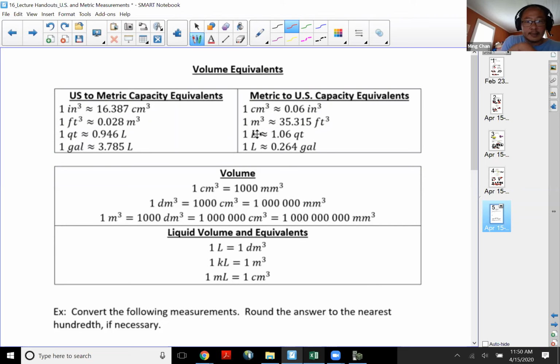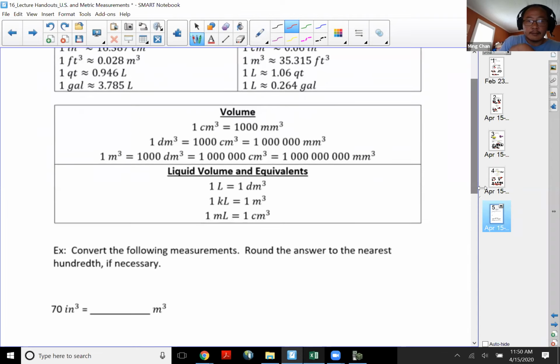This side starts out with metric and converts to US. Down here are all the metric volume to metric volume conversions. Right below it, these are conversions between metric capacity to metric volumes.